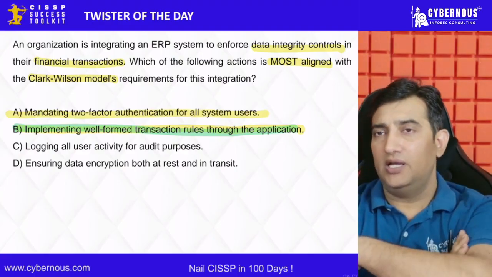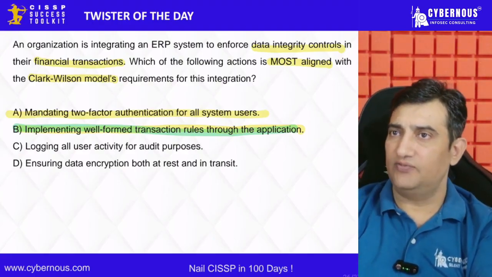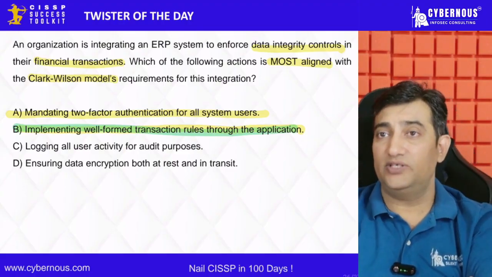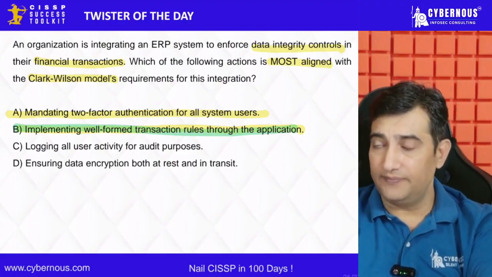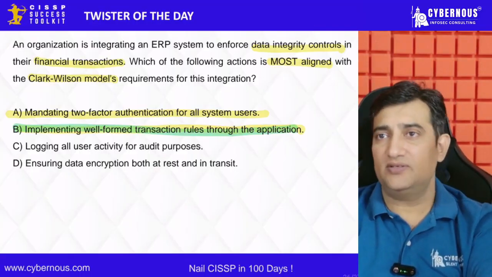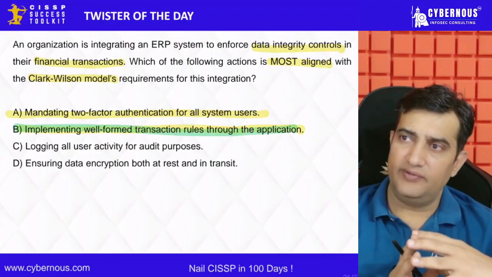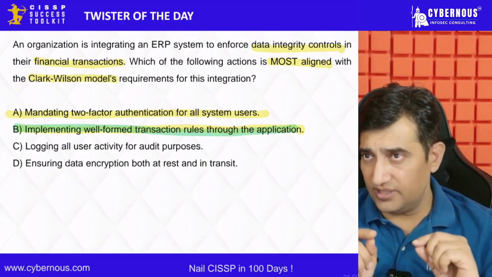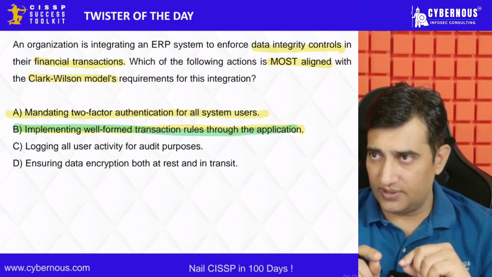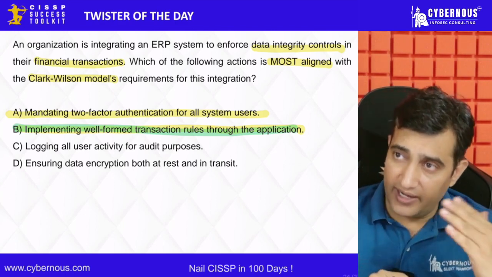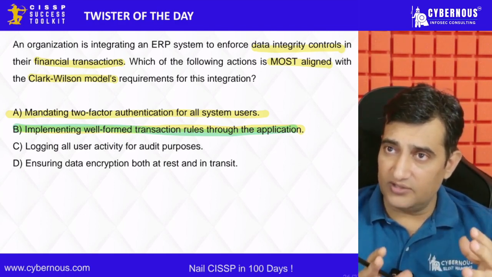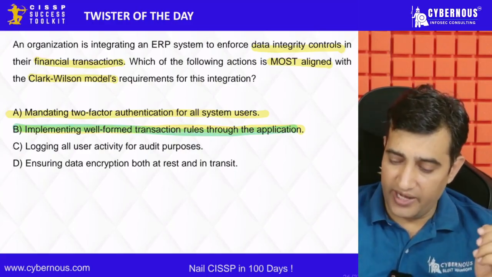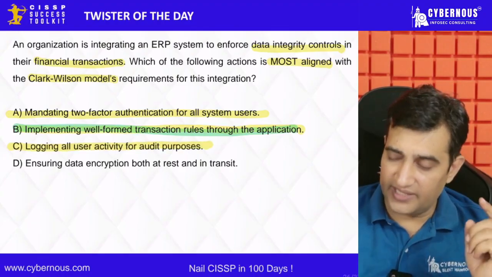Option C is logging all user activities for audit purposes. This is definitely one of the actions done as part of Clark-Wilson. There is always heavy emphasis on logging the activities and then monitoring them. But as per the question, they say the most aligned option, which is where we got a direct indicator for Clark-Wilson. So we are not taking this as the main one, and we are eliminating this option as well.